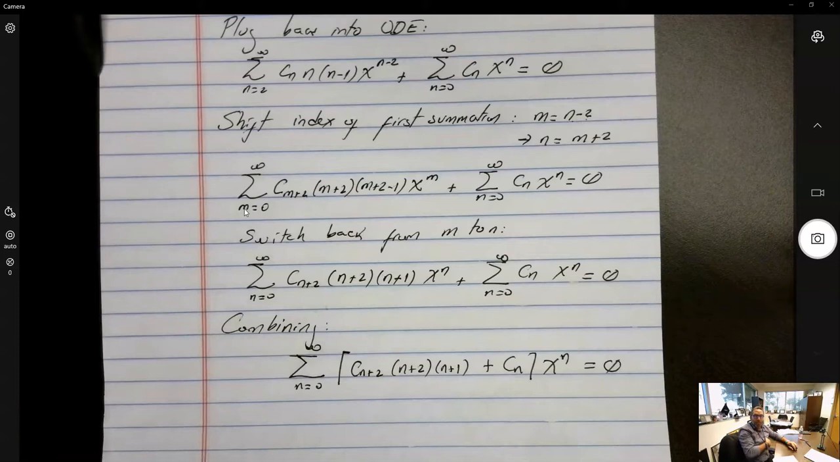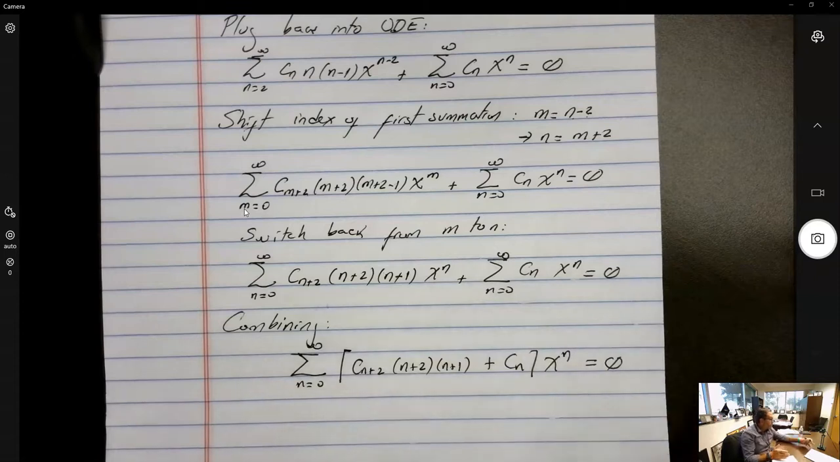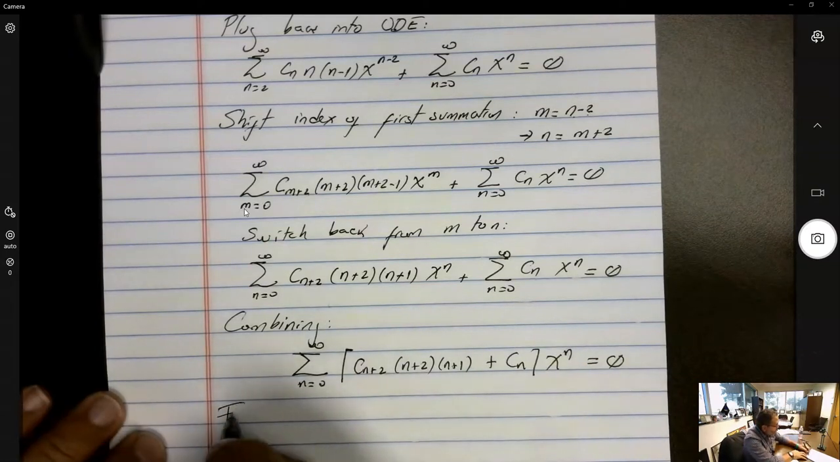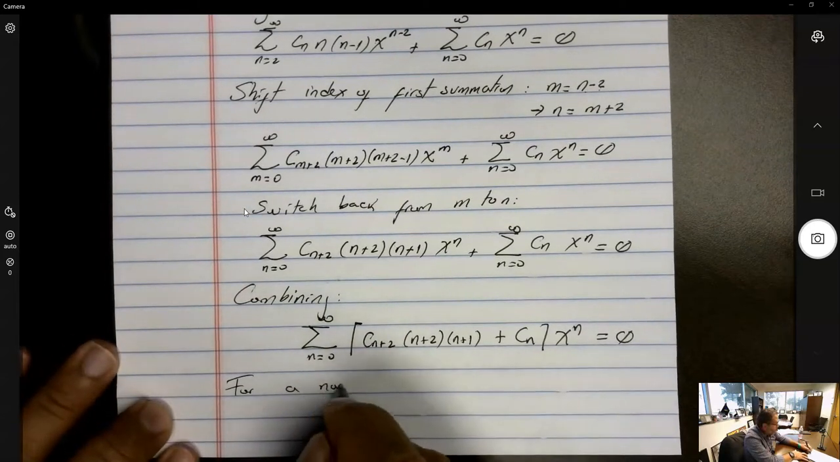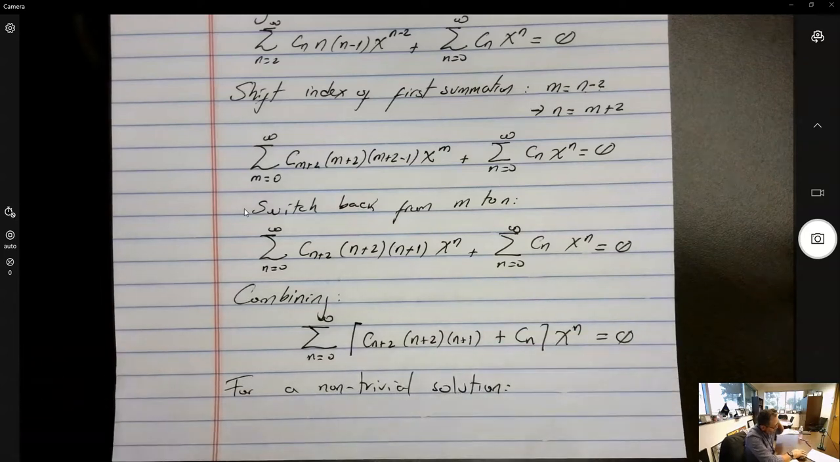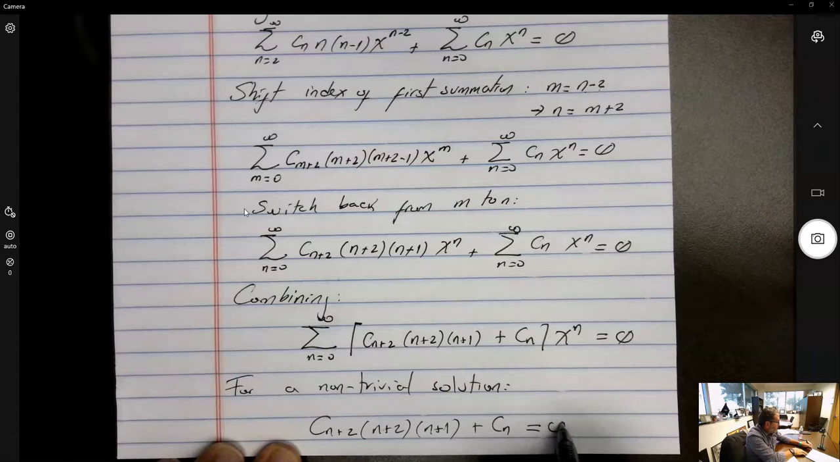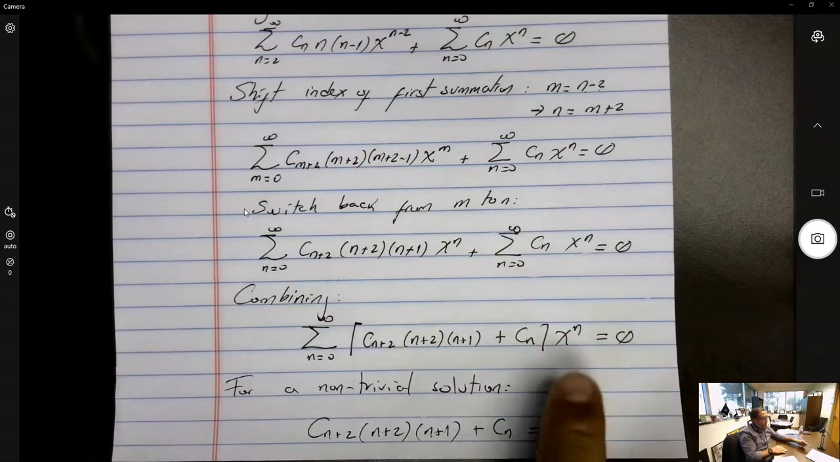Alright, so I now have the first clue. Because in order for this solution not to be trivial, right, the only thing that can be 0 out of this summation, so notice that the summation of all these numbers is equal to 0, right? Either x to the n is equal to 0 or these numbers equal to 0. So for a non-trivial solution, C(n plus 2) times (n plus 2)(n plus 1), plus Cn should be equal to 0. That's the only thing that can be 0 here, not this.